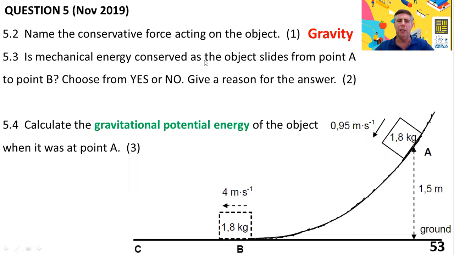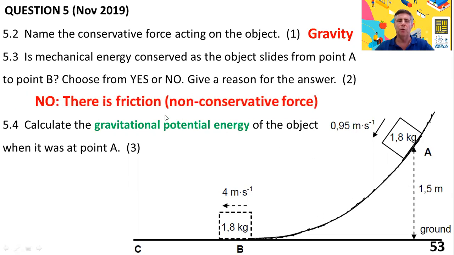5.3, is mechanical energy conserved as the object slides from A to B? Well, it's a rough track. There's friction. So, of course, the answer is no. You do need to give a reason. So you need to say there's friction or say that there's a non-conservative force, either one of those.